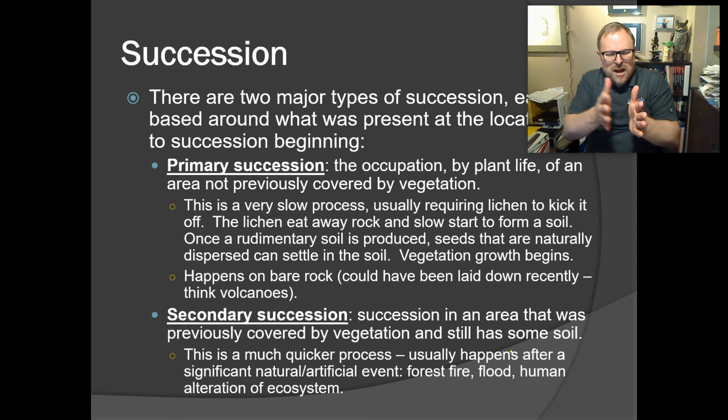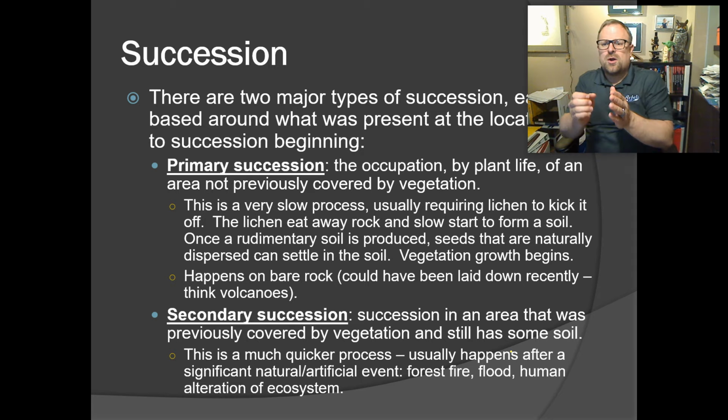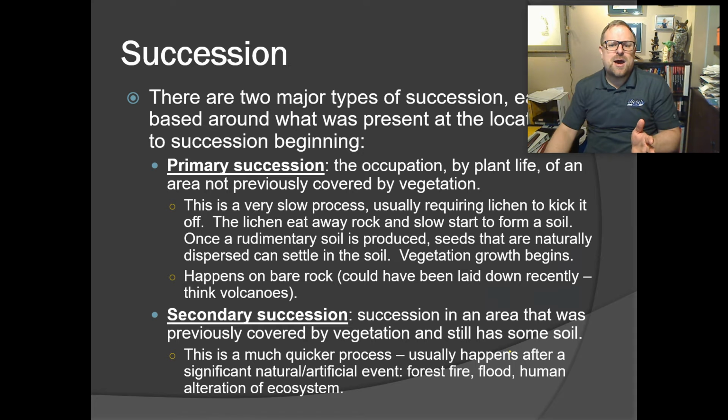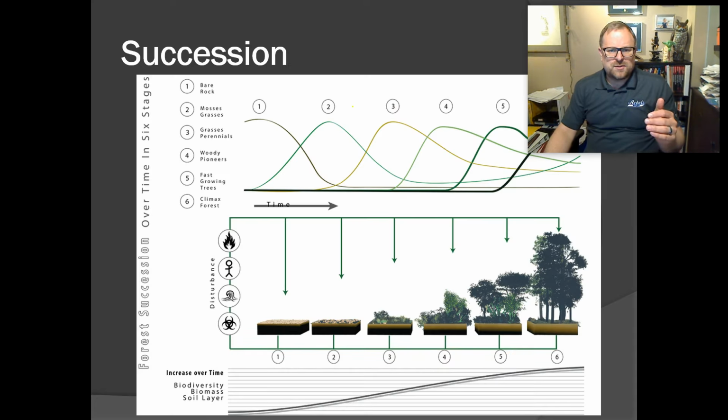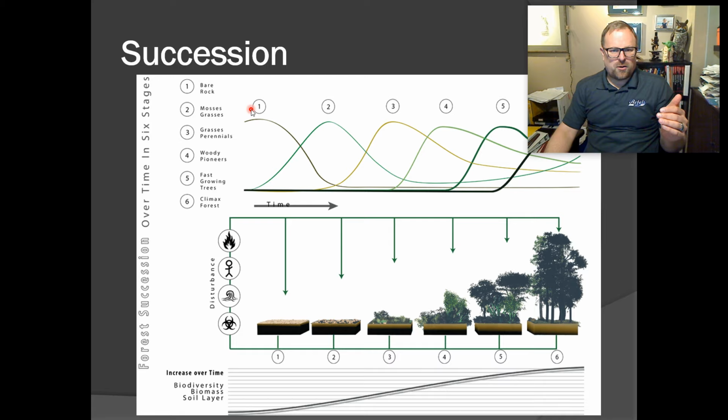Succession is the gradual changing of an ecosystem over time. Whether it starts from bare rock, which is primary succession, or from a soil already established, which is secondary succession, it's still going to follow this same pattern. And the pattern is, right, starting in this case with primary succession with bare rock, the first things that establish are simple plants like lichens or like mosses and grasses.